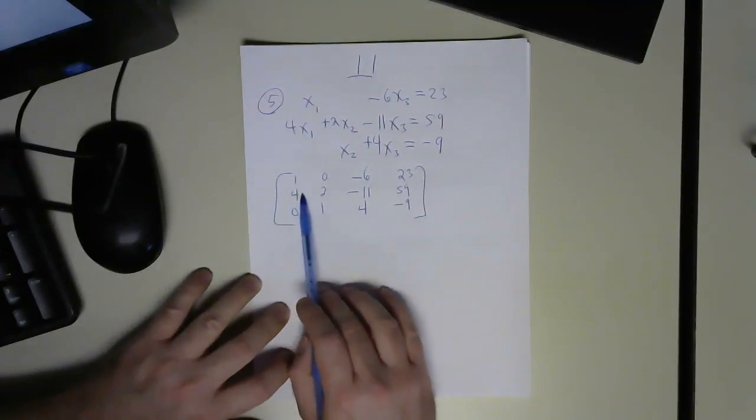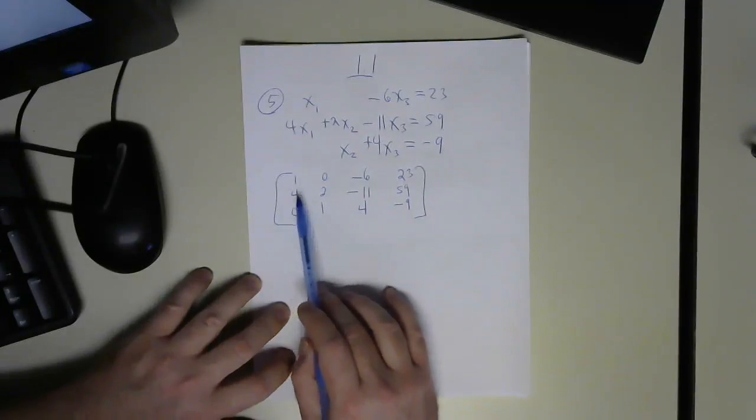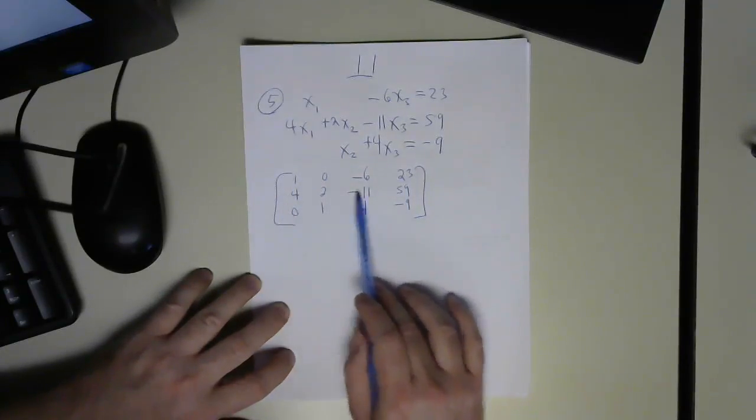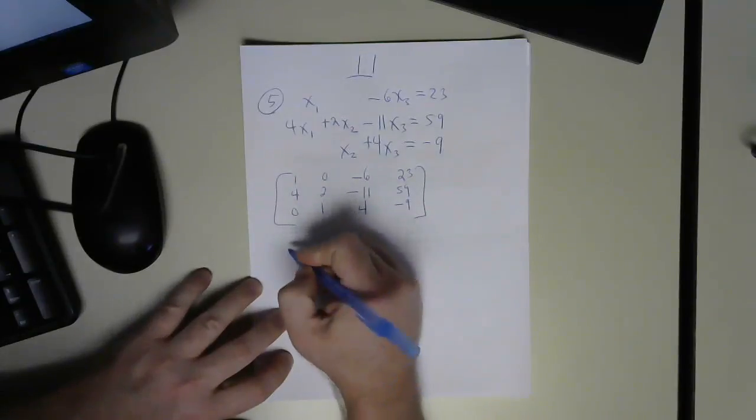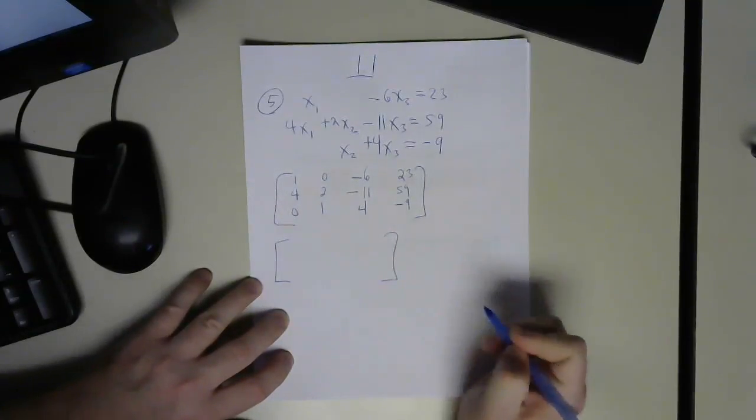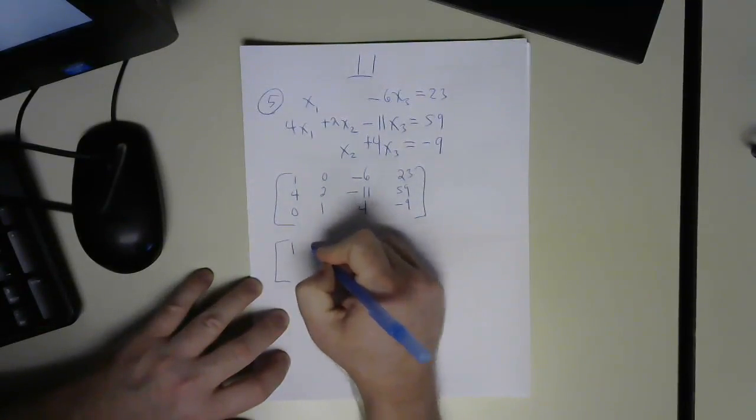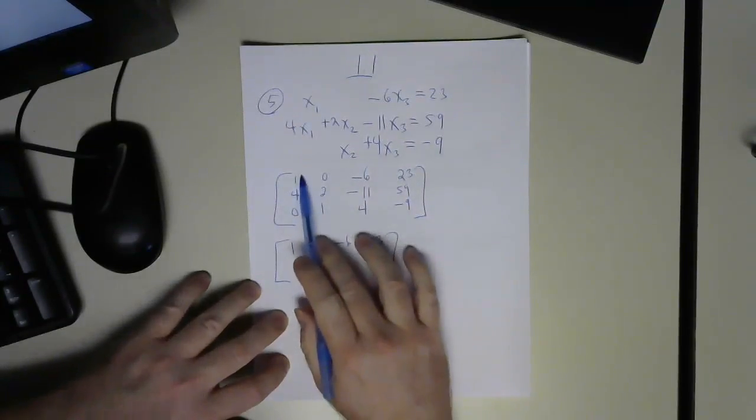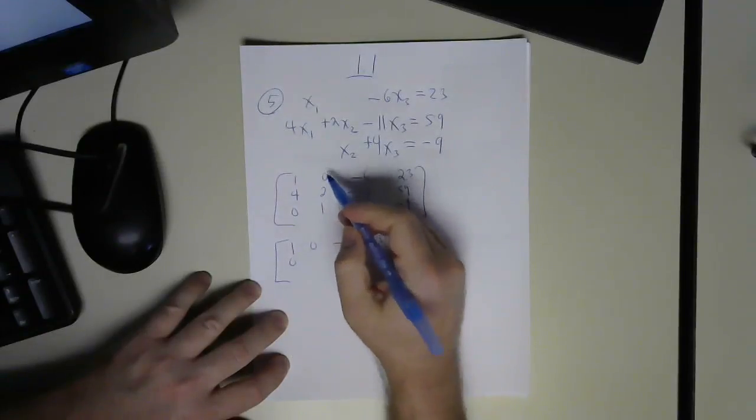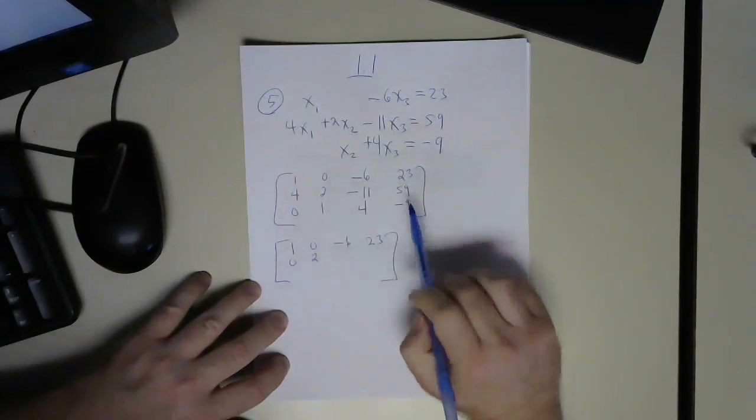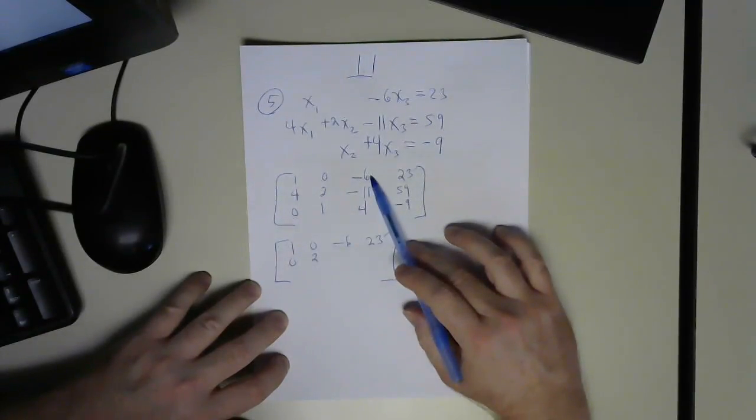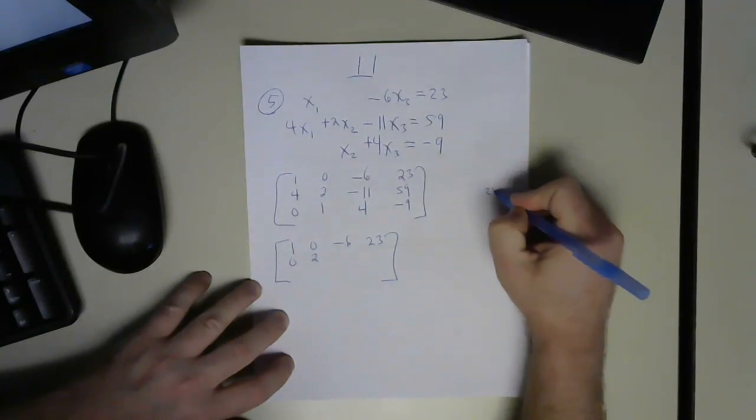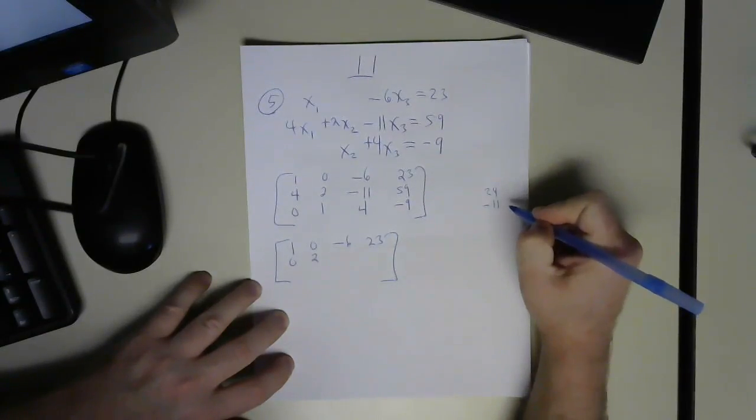So the first thing I want to do is make this a 0, this 4. So I'm going to multiply the first row by -4 and add it to the second row. So I'm not going to change the first row at all. That times -4 plus 4 is 0. That times -4 plus 2 is 2. This times -4 is 24. And I'm going to add that to -11, so that looks like 13.